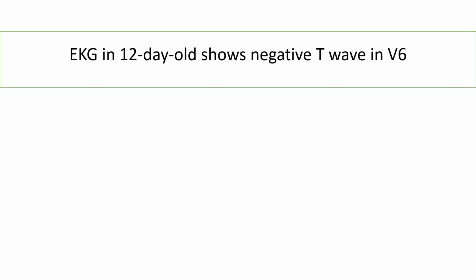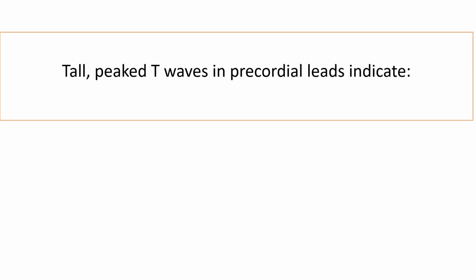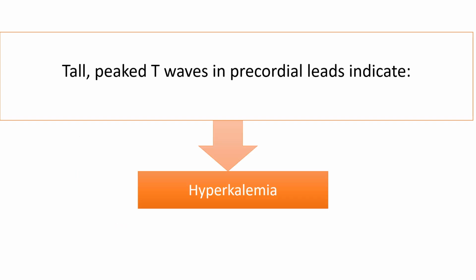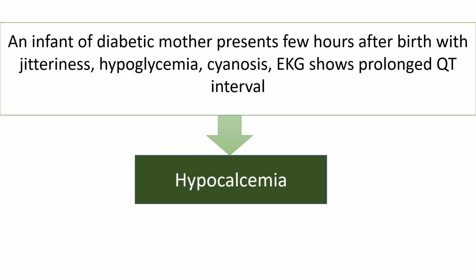EKG in a 12-day-old shows negative T wave in V6. What is the most likely underlying cause? Left ventricular hypertrophy. Tall peaked T waves in precordial leads indicate hyperkalemia. An infant of a diabetic mother presents a few hours after birth with jitteriness, hypoglycemia, and cyanosis. EKG shows prolonged QT interval. What is the most likely cause?